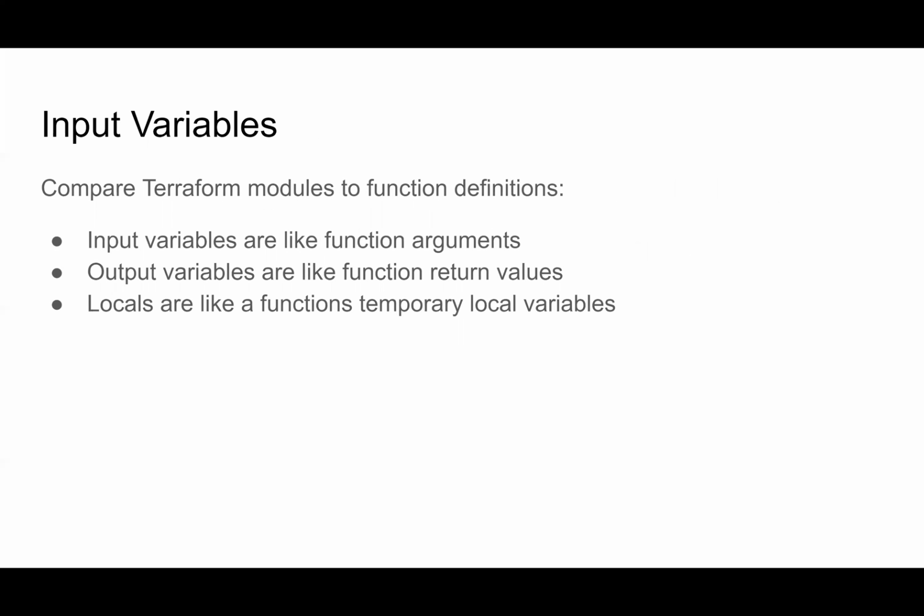So let's compare Terraform modules to functions. Input variables are like function arguments. Output variables are like function return values. And then we have locals. Locals are like temporary variables inside of a function.